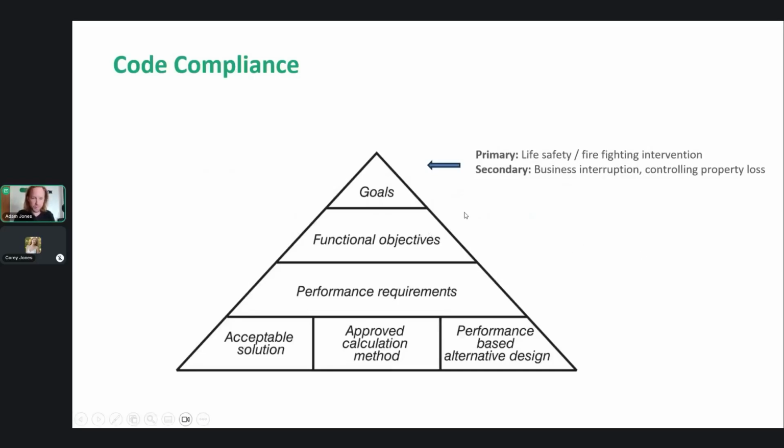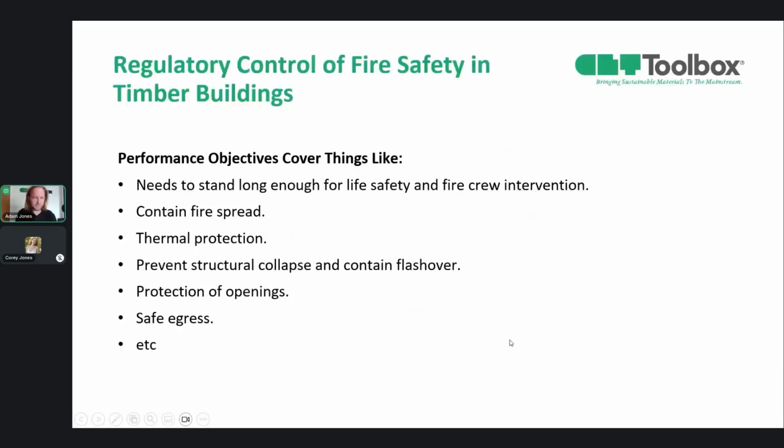Firstly, you've got what are the primary goals that we're trying to achieve with our design? And then underneath that, you've got objectives, and then you've got performance requirements. So the goals are obvious sometimes, like life safety. Can you actually have firefighting intervention? Secondary might be controlling property loss and financial damage and everything like that. And then underneath that, you've got an acceptable solution, like a deemed to satisfy or a performance-based design.